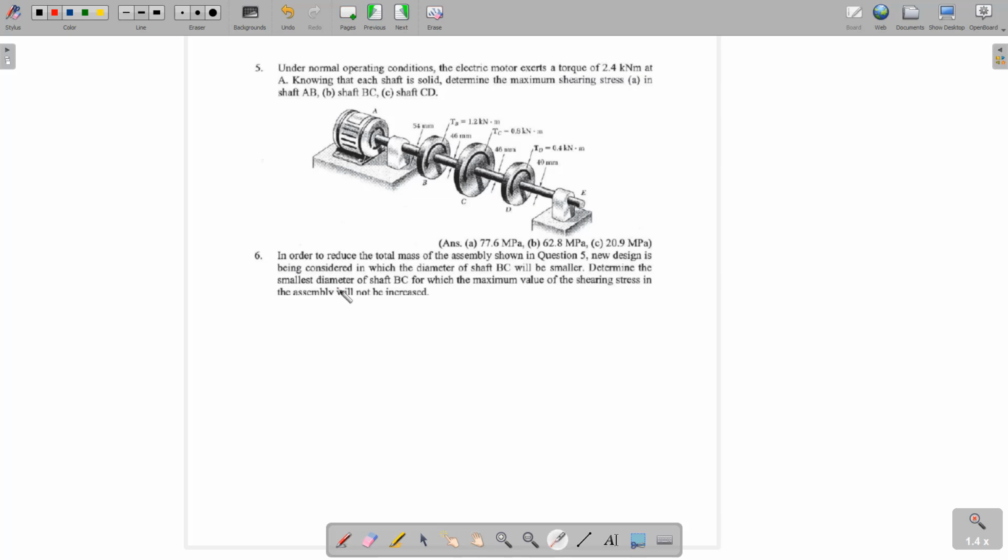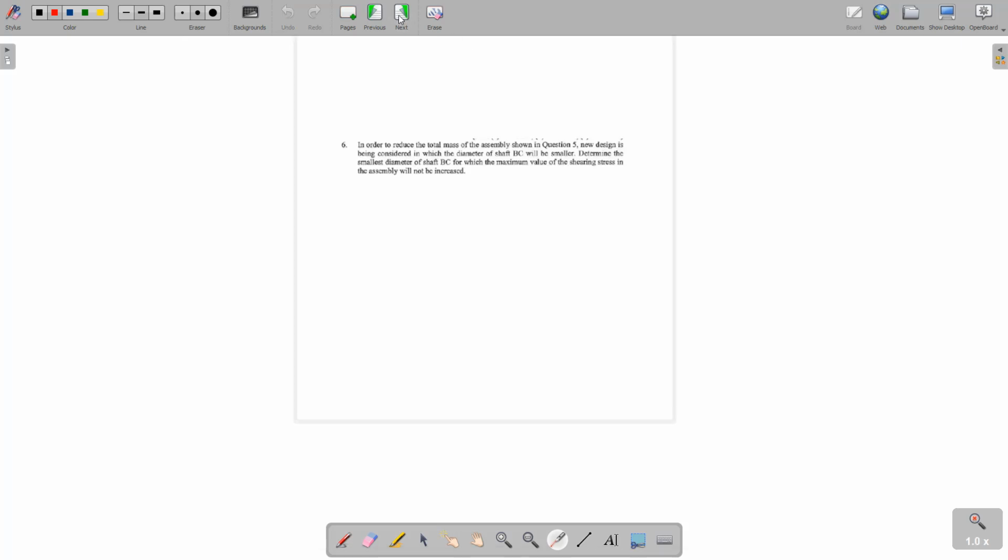Question number 6 is a continuation of question number 5 previously, but this time you need to make the diameter of the portion B to C smaller. Previously it was 46. This time you need to make it smaller with the condition that the maximum shear stress in the assembly would not increase.